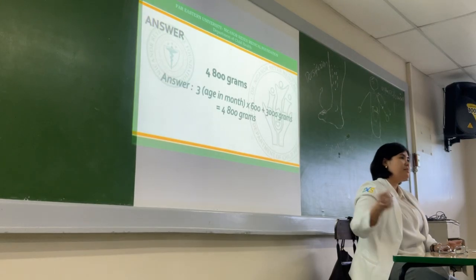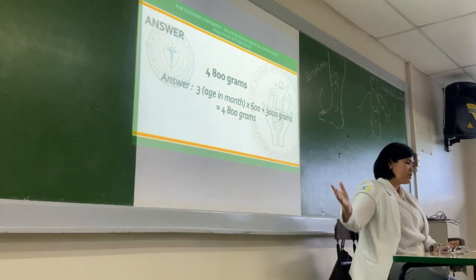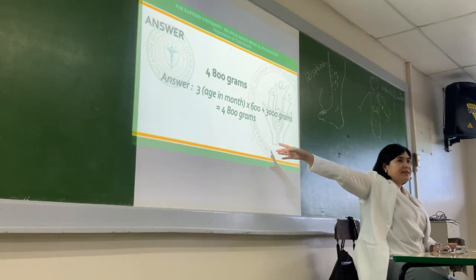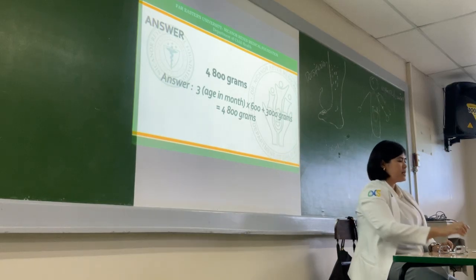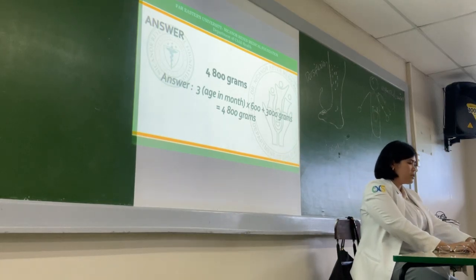For it, again, just replace aging months times 600. You don't know the birth weight, right? That's why we replaced it with the average birth weight, or the expected birth weight. So 3,000 grams. Okay.